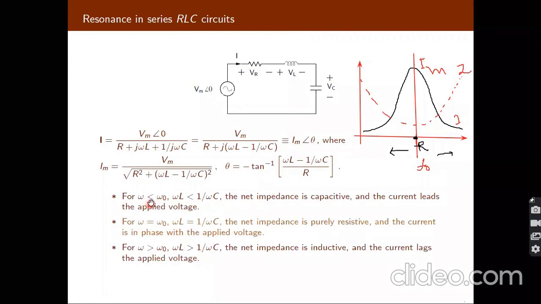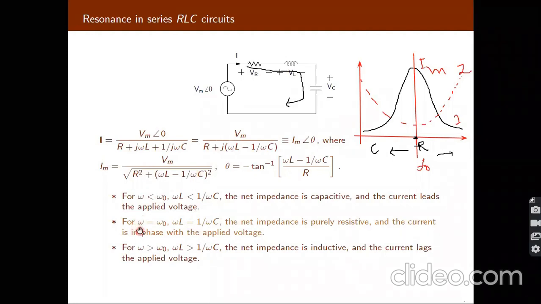For omega less than omega naught, that means this is the omega naught, right? So less than omega naught means this side, before the resonance, the net impedance is capacitive and the current leads the applied voltage. So this side represents capacitive. That means the circuit is acting as a capacitive circuit. Capacitive is dominating in the circuit. So if the capacitance is there, then the current leads the voltage. This is also one case you have to remember.